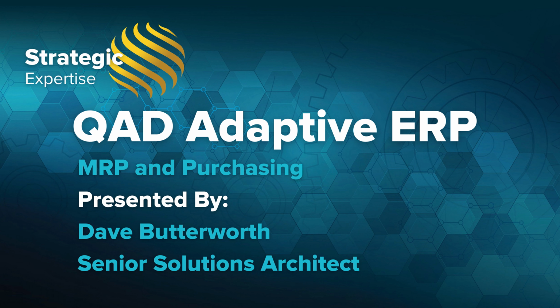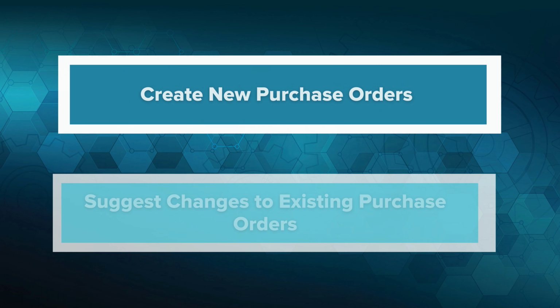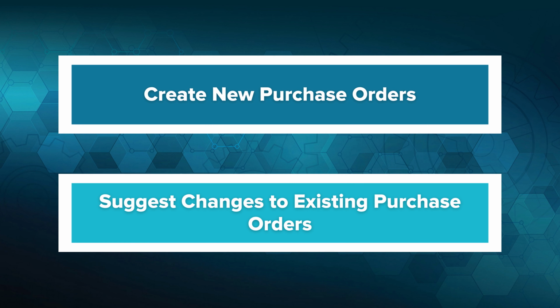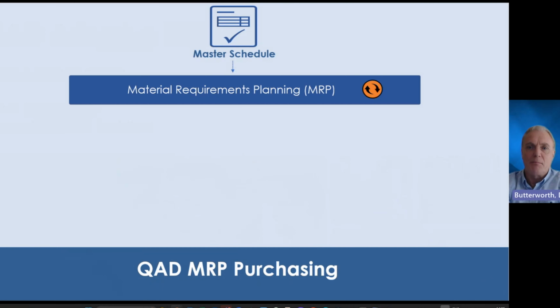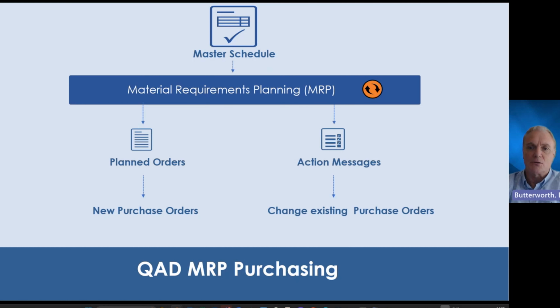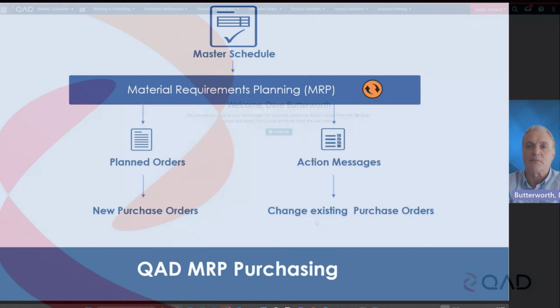Today I'd like to show you how, when there are changes in demand, QAD will create new purchase orders or suggest changes to existing ones. Once we have an achievable master schedule, we can run MRP to ensure that we have sufficient materials to meet that plan. From a purchasing perspective, there are two types of output. We have planned orders, which are suggestions for new purchase orders. We can also have action messages where QAD is suggesting changes or deletion of existing purchase orders.